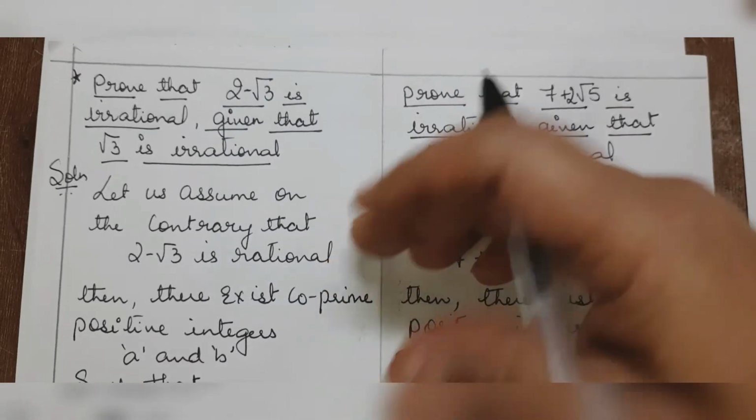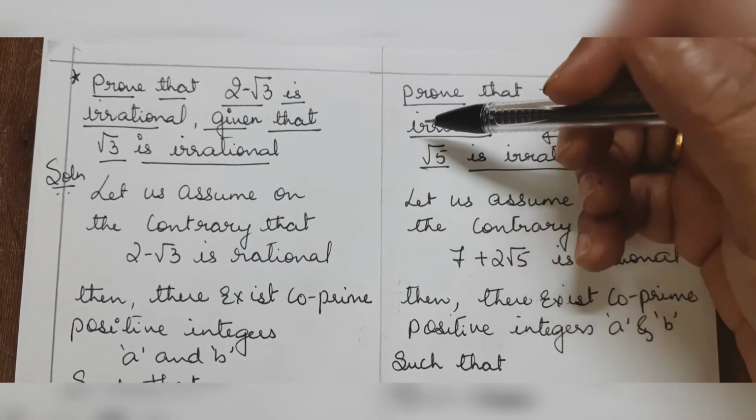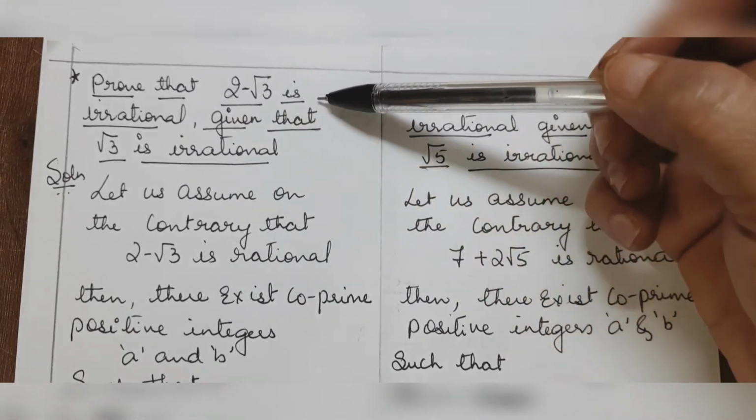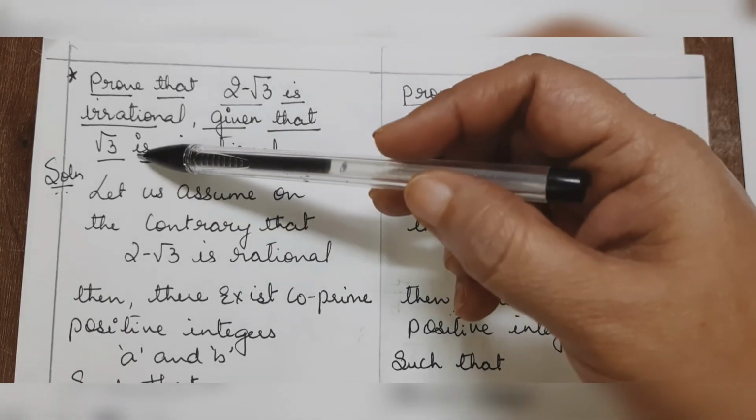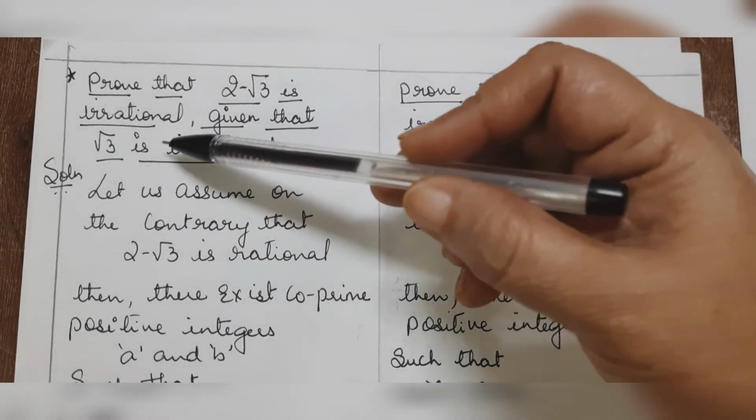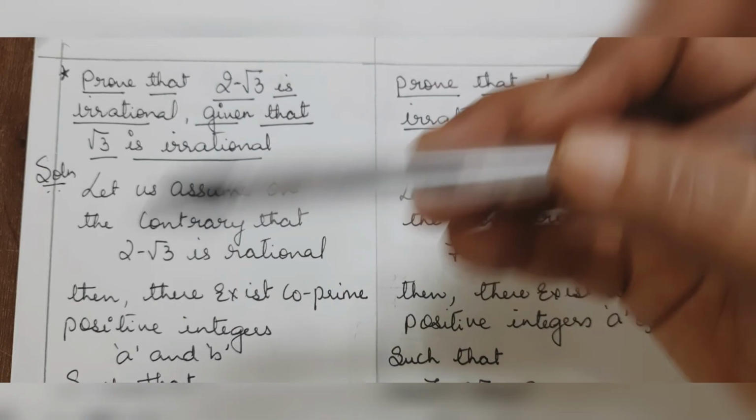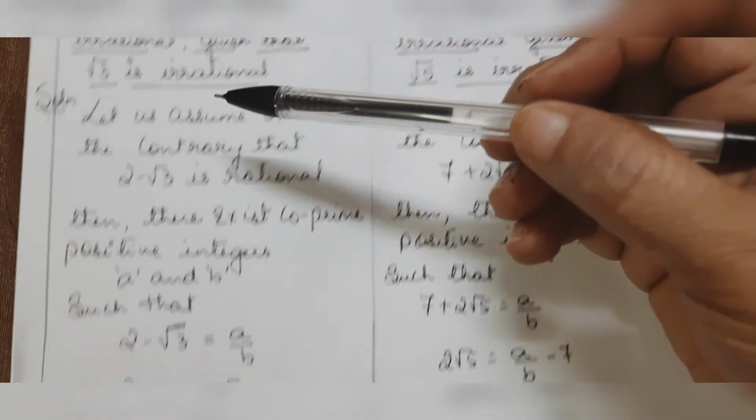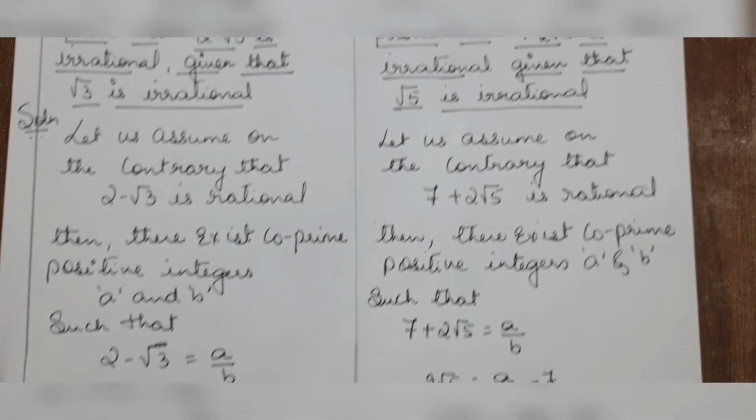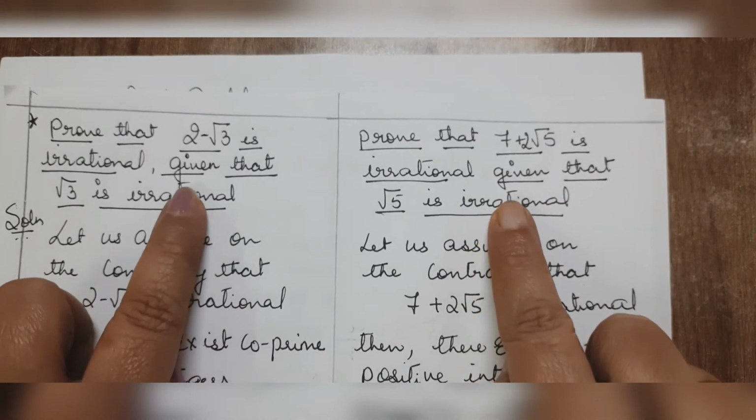The next concept, and this can be given for a 3 marks question. Prove that 2 minus root 3 is irrational, given that root 3 is irrational. Root 3 is already given, it is irrational. So you need not prove root 3 is irrational and come to this point. So I have taken 2 examples. You can just compare over here.